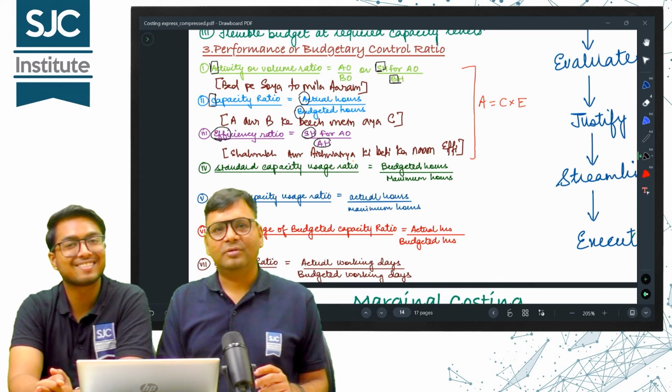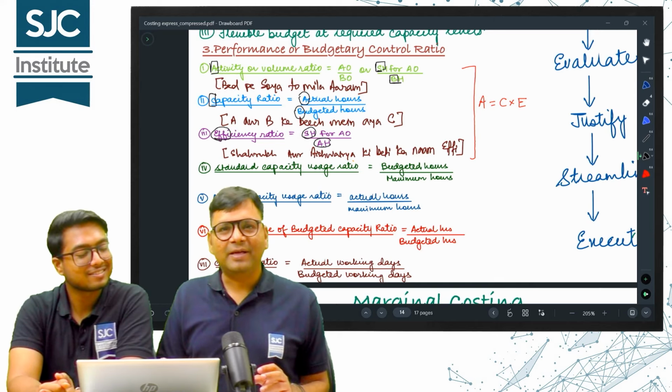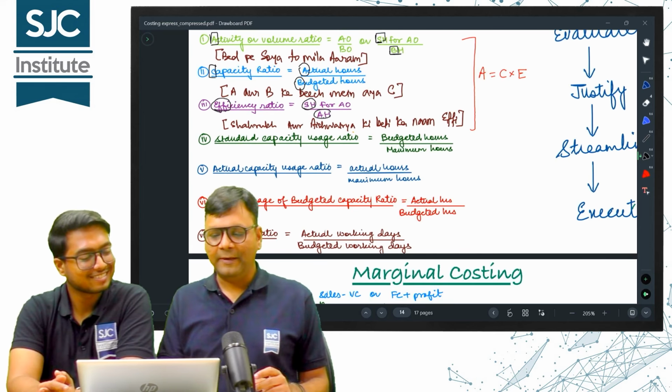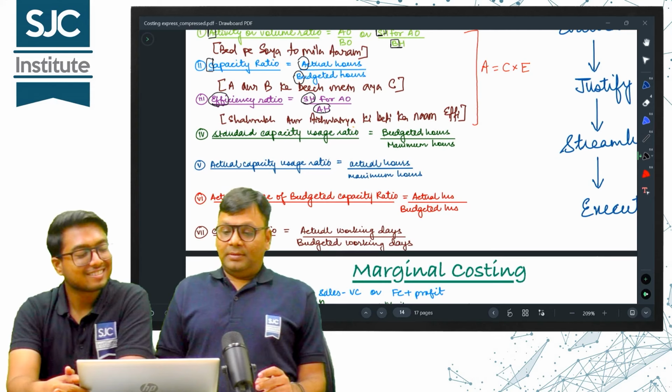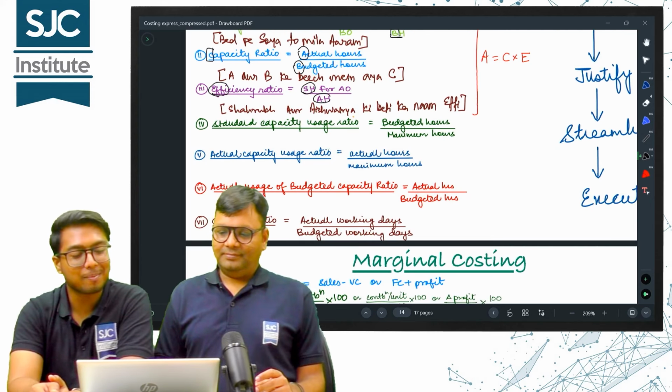Don't connect this Shahrukh with your Shahrukh Khan or Aishwarya with Aishwarya Rai. Any person's name can be Shahrukh, any women name can be Aishwarya. Okay? Next, standard capacity usage ratio, that is budgeted hours by maximum hours.